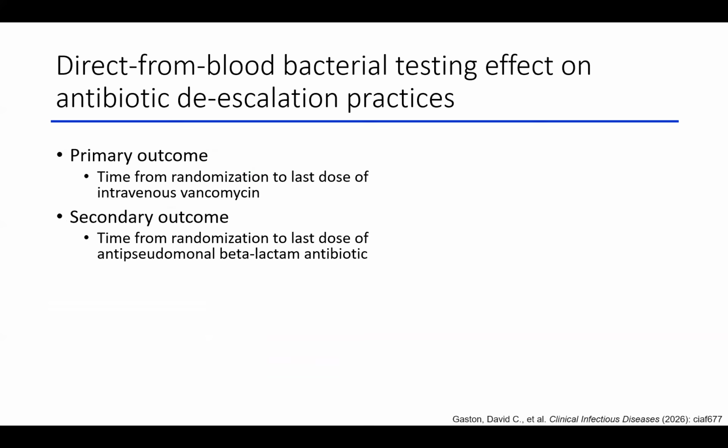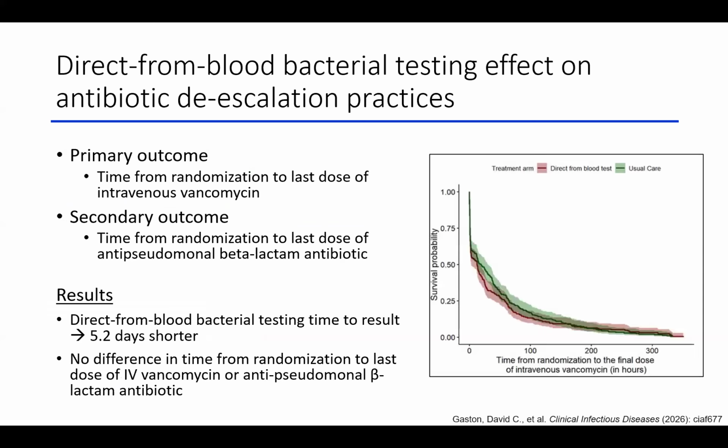And secondary, they were going to look at anti-pseudomonal de-escalation. And for this one, the lab fulfilled, I would say, what our goal was. We resulted our reports on average 5.2 days faster, and that's because a lot of these blood cultures are negative. So at 5 days, they're going to result as negative.